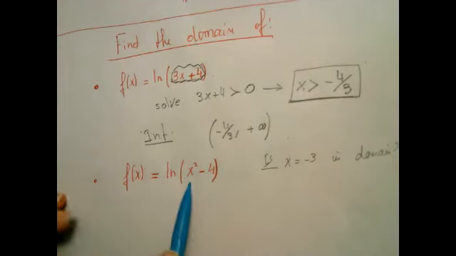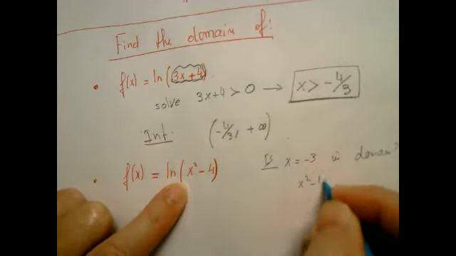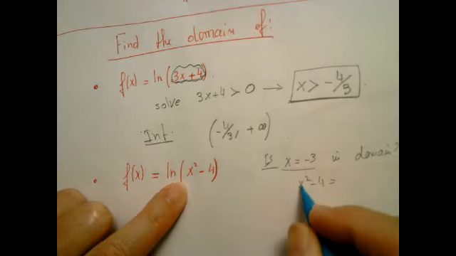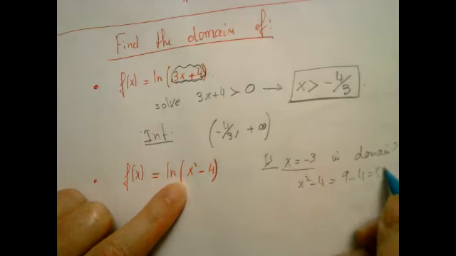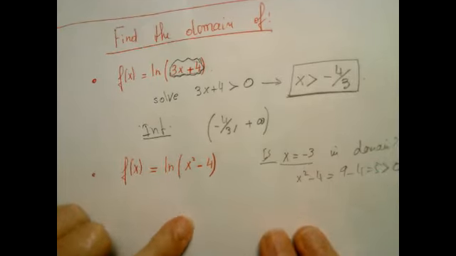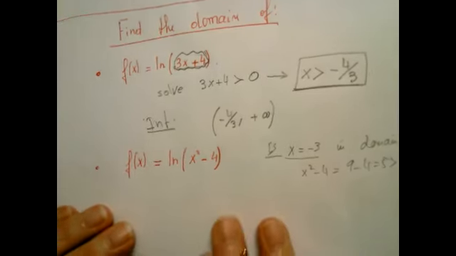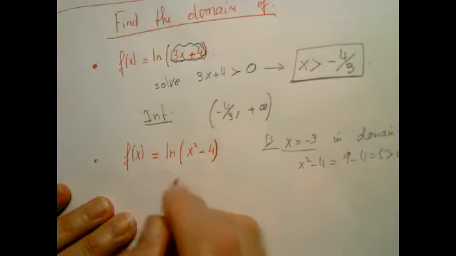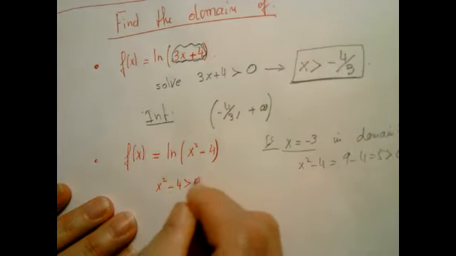Okay, let's plug in -3 in here. What do I get? x squared minus 4, if x is -3, is 9 minus 4. Positive. So it is in the domain. All right, so what's the domain? Now I'm getting a lot of the correct answer. The domain is all the x's such that x squared minus 4 is strictly positive.